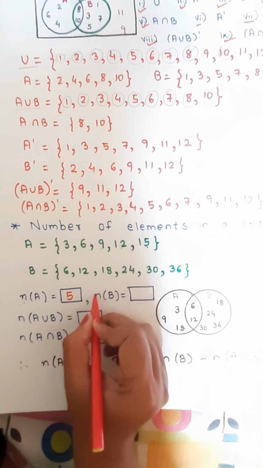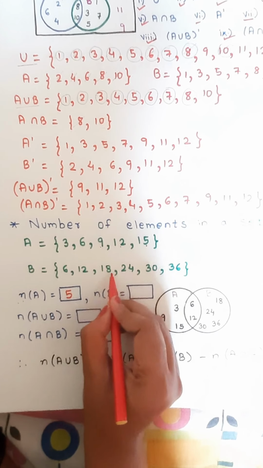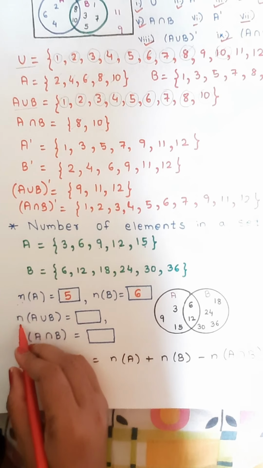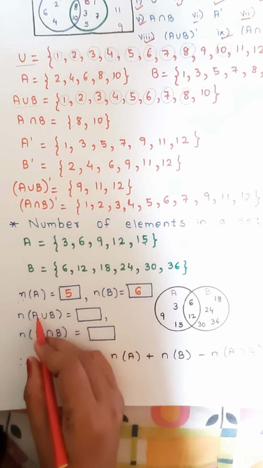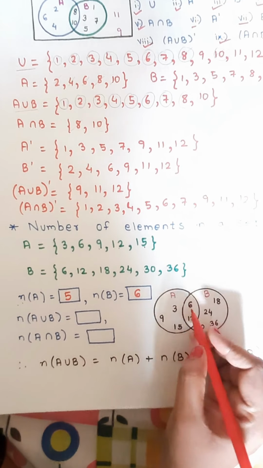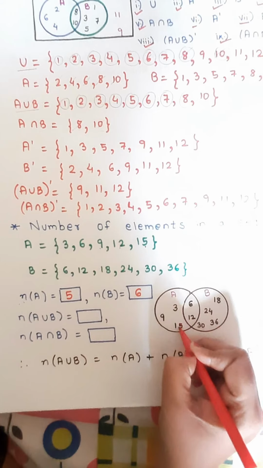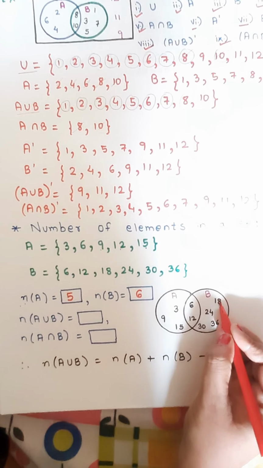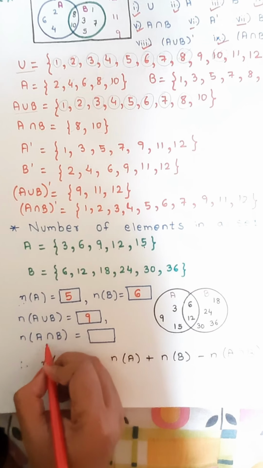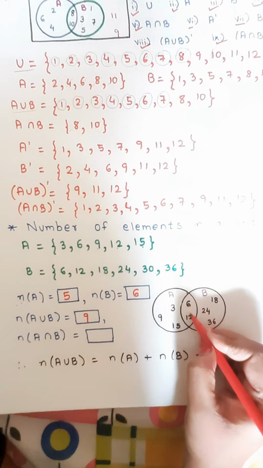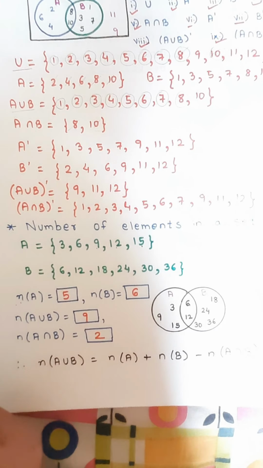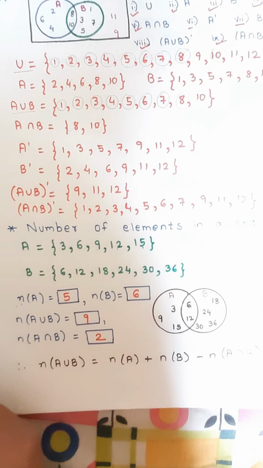What is n of B? Count 1, 2, 3, 4, 5, 6. You have to write 6. What is n of A union B? n of A union B means the number of all the elements of A union B. So it is 1, 2, 3, 4, 5, 6, 7, 8, 9. Okay, 9. n of A intersection B, there is only 2. Only 2 elements are common. So it is 2. You have to count. That is the meaning of n of. n of means number of.